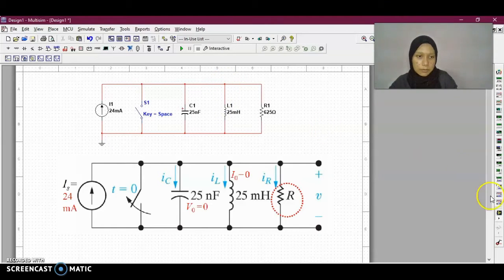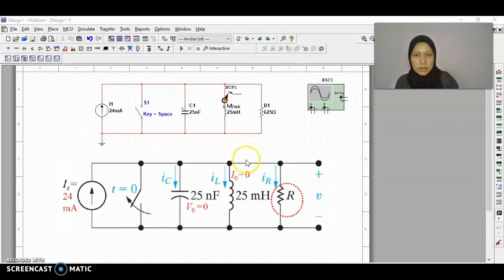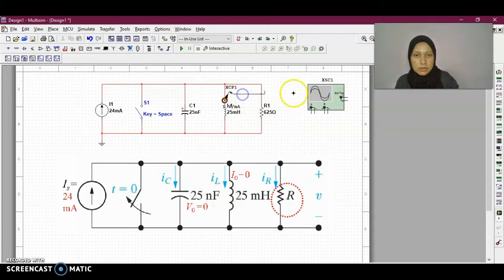Okay, so next, place the current clamp at the inductor and also the oscilloscope. Okay, so then connect the current clamp to the positive channel A, and then for the negative channel A of the oscilloscope, connect it to the ground.